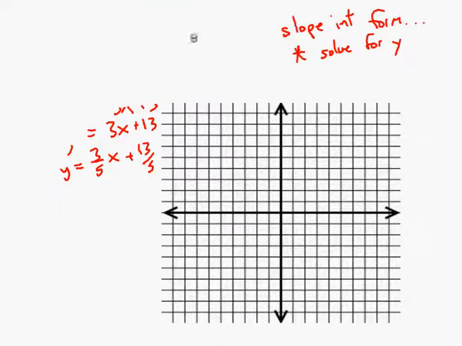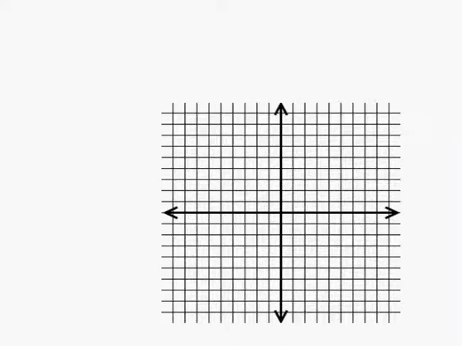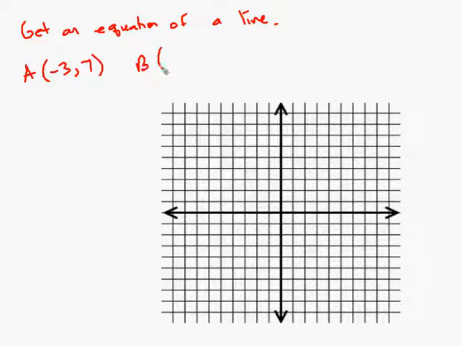All right. The last thing having to do with lines, and then we'll do something that's slightly new. We need to be able to get an equation of a line. So let's say we have 2 points. We'll say point A is -3, 7. And point B is 2, 1. Why not? And I want the equation of the line that connects those points.